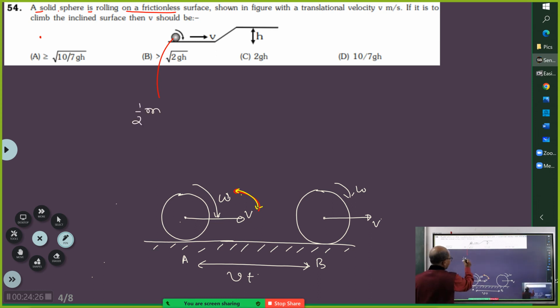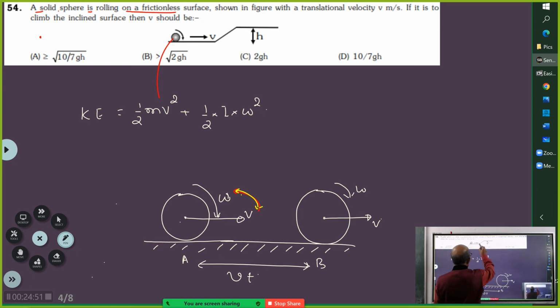Half mv square, right? Plus, they have told it is rolling. Assume that it is rolling and it has got some moment of inertia and omega. This is the total energy, isn't it? And at the bottom it is only kinetic energy. Okay. Now, when it comes here, what is the energy?